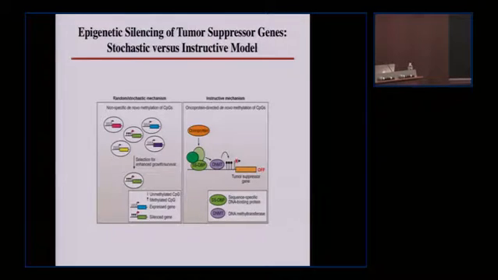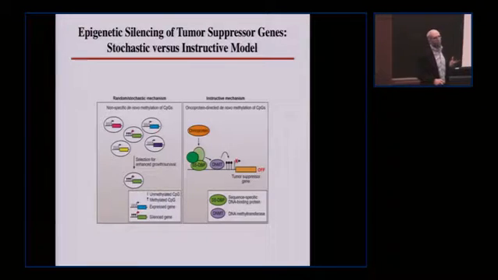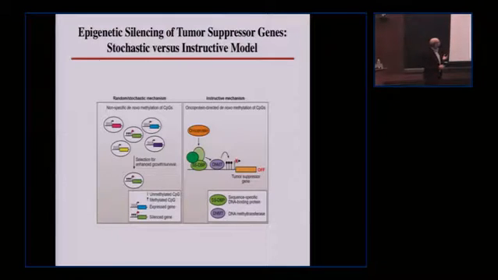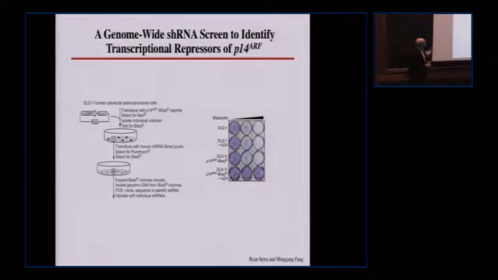And there were two competing models. One of them, illustrated over here, was that acquisitions of repressive marks that would result in silencing occur randomly and then get selected for because this confers a growth advantage. And a second model posits that there's a defined pathway starting from the oncoprotein. We thought we could distinguish between these two possibilities by performing loss of function screening to identify what factors might be involved. So we've developed a number of methods by which we can screen for factors involved in epigenetic silencing of tumor suppressor genes.